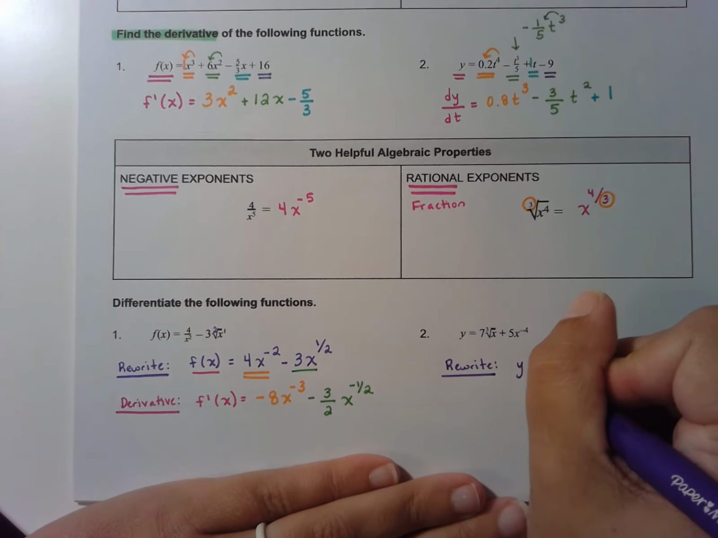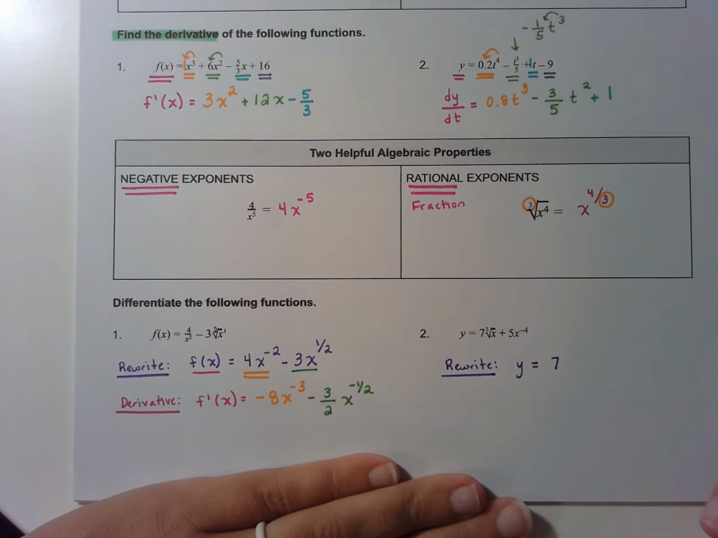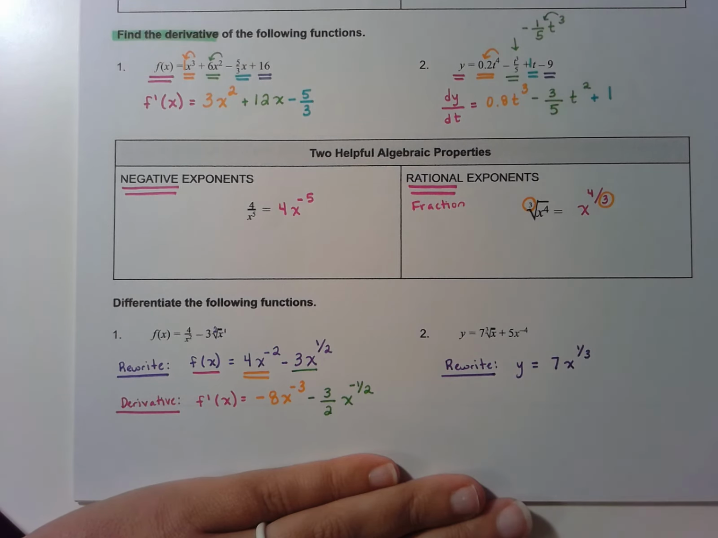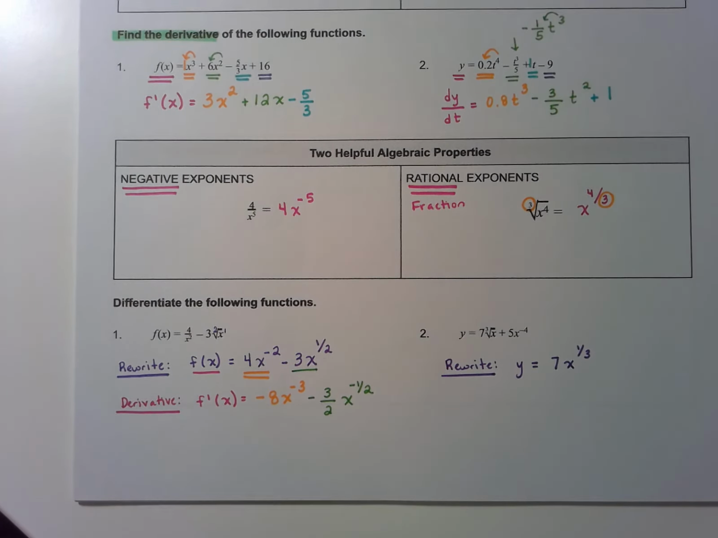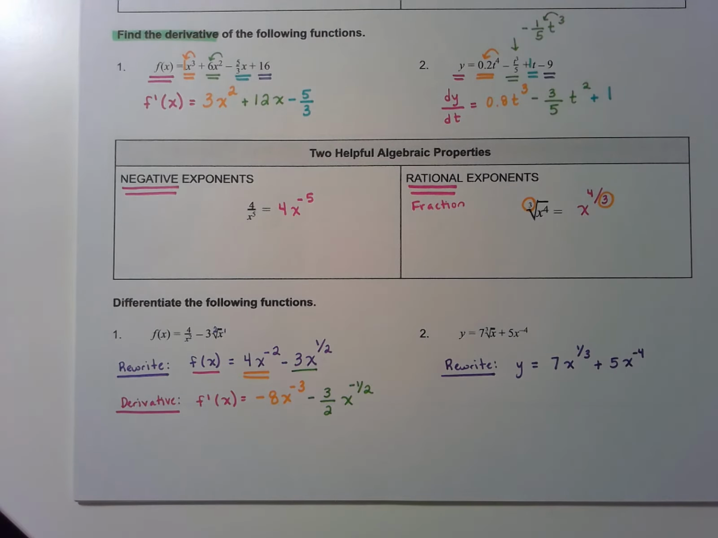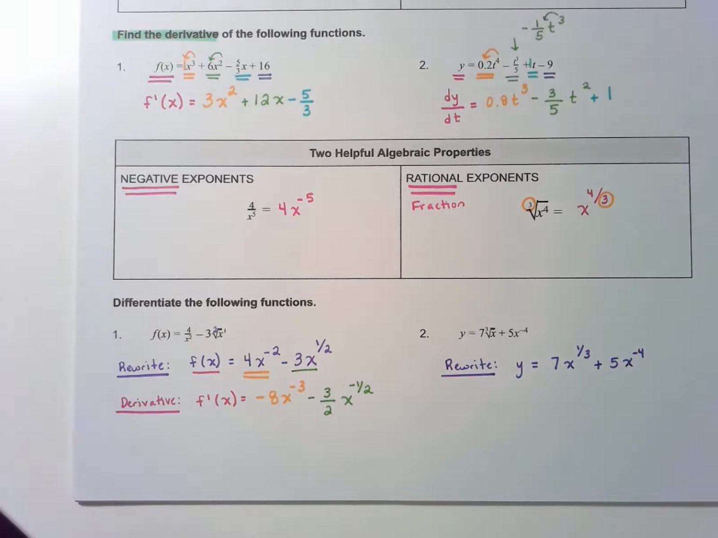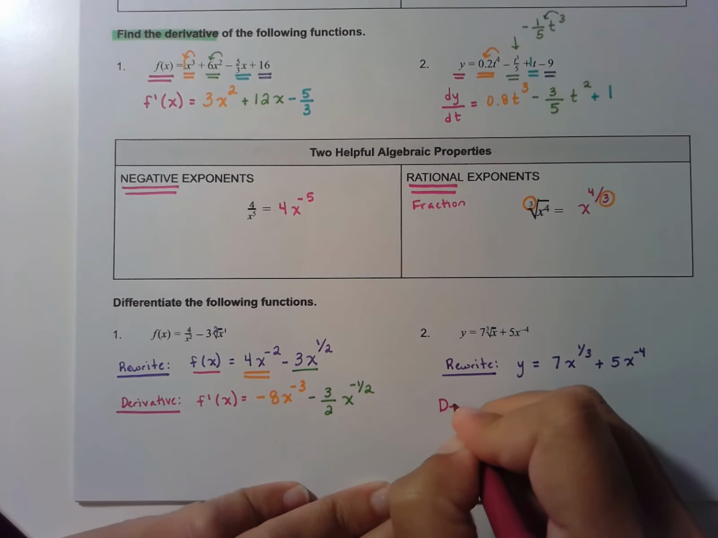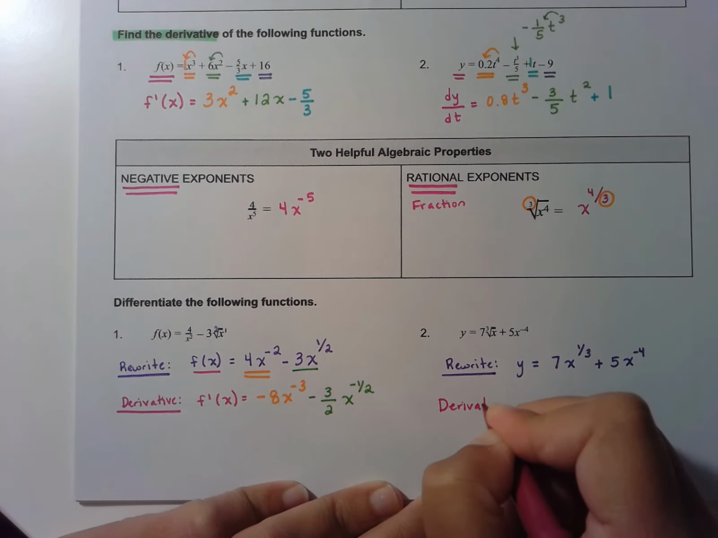So I would have y equals 7, and then instead of the cube root of x, I'm going to rewrite that as x to the 1/3. And the reason it's 1/3 is because that little 3 becomes the denominator. Plus 5x to the negative 4th, I'm going to leave just like that because I already can use the power rule there, so I'm not going to need to change anything. Next, I'm going to actually find the derivative.